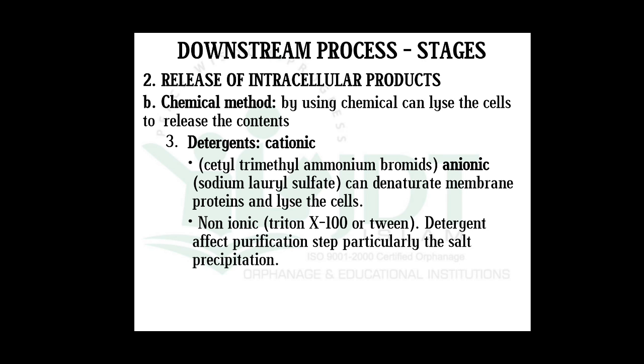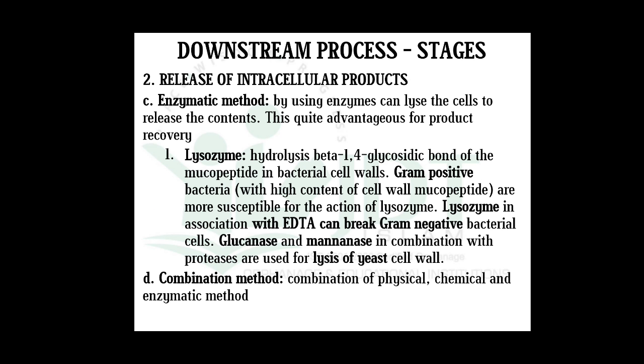It will negatively affect the purification step. Now, the third method for release of intracellular product is the enzymatic method, by using some enzyme which will lyse the cell to release the content. An example of an enzyme is lysozyme, which will hydrolyze the beta-1,4 glycosidic bond of mucopeptide in the bacterial cell wall. Gram-negative bacteria are more susceptible to the action.